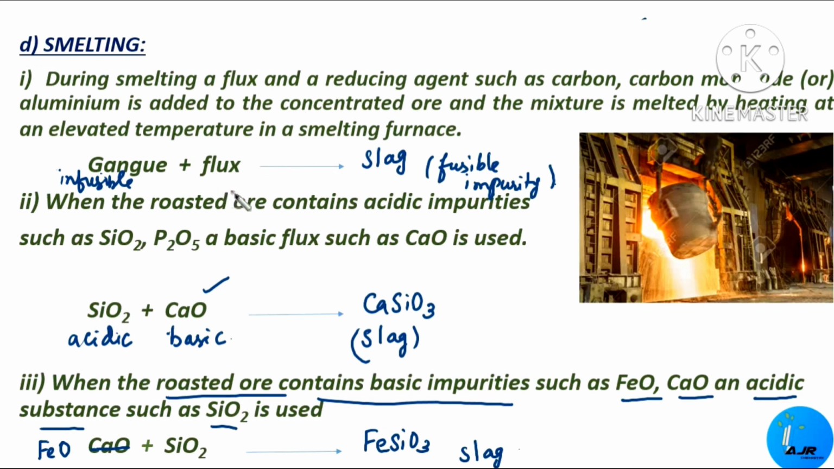During smelting, the gangue, the infusible impurity, gets converted to slag. Finally the ore gets reduced into free molten metal and the impurities combine with the flux to form the slag. Both the molten metal and the slag collect as separate layers at the bottom of the furnace and are taken out from separate tapping holes.